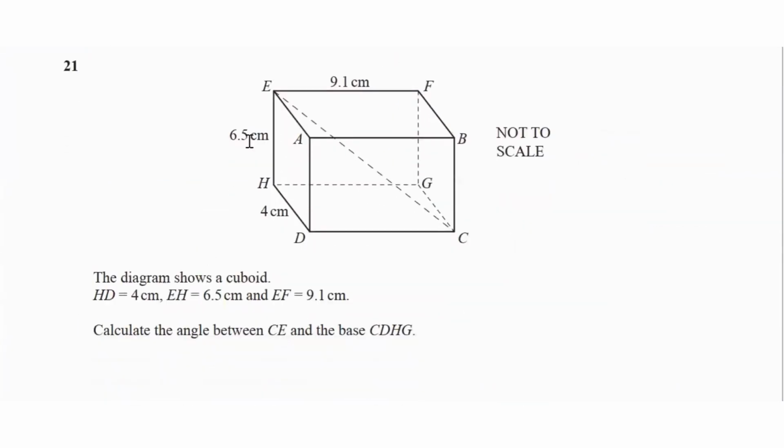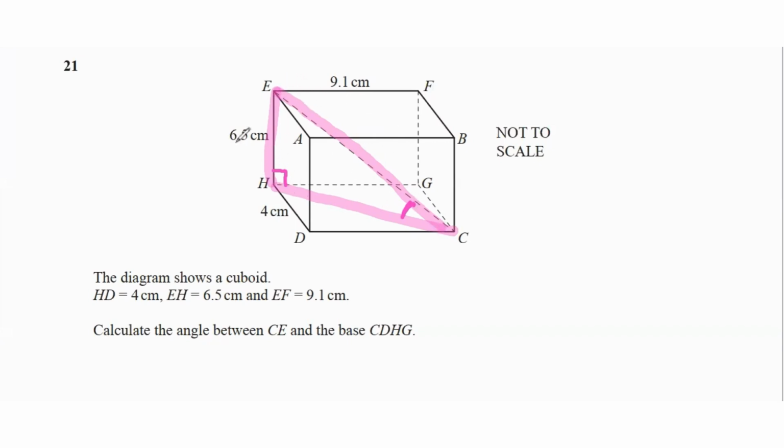Question 21 says that we have a diagram of a cuboid where we have the lengths of HT, EH, and EF. They want us to calculate the angle between CE and the base CDHG. So that's basically this angle over here. This is what we need to calculate. So over here, if you notice, we have a right angle triangle. And for this right angle triangle, in order to calculate the angle, we need one of the lengths. Either we need EC or HC.